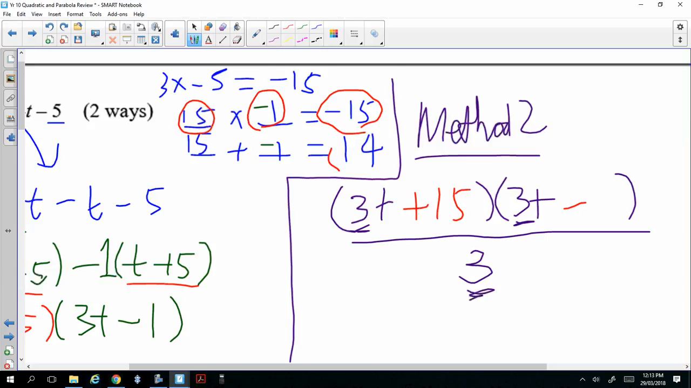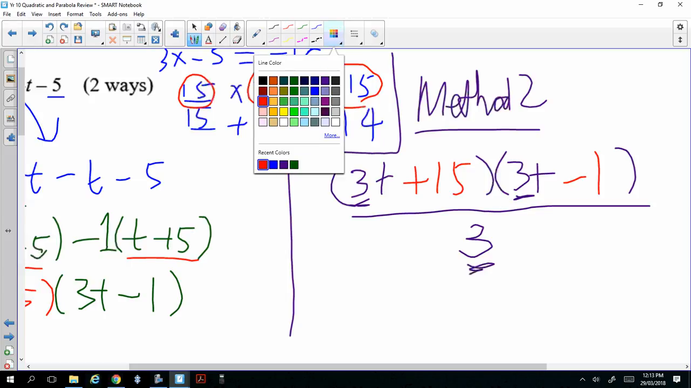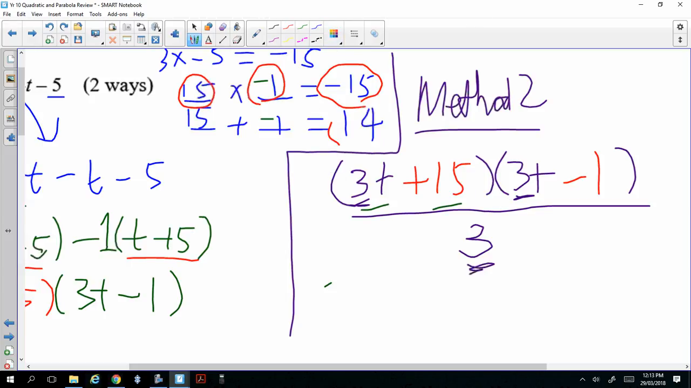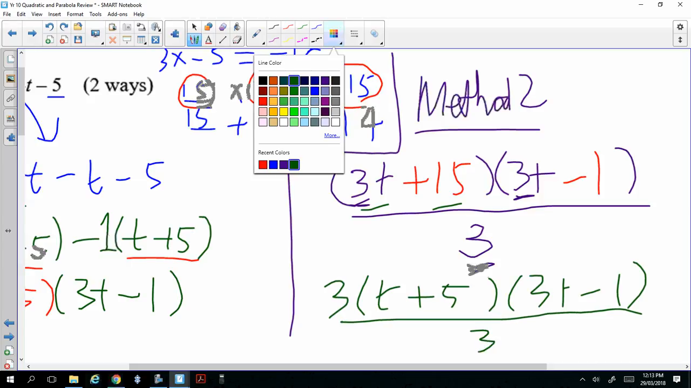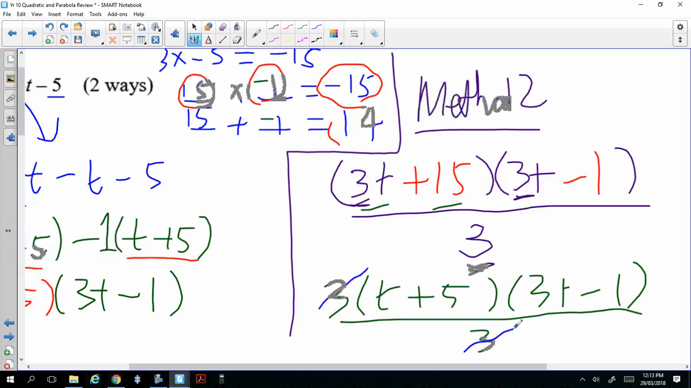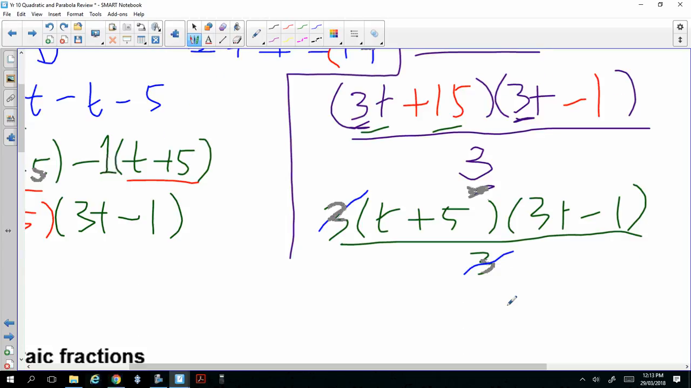But once you've done that, you have to take out a common factor. So you take out any common factor. In this case, there's a 3. So take out the common factor 3, like that. And that 3 cancels. Your denominator has to cancel. And you'll notice that the answer is exactly the same as before, just in a different order. Okay? So you can get it this way.